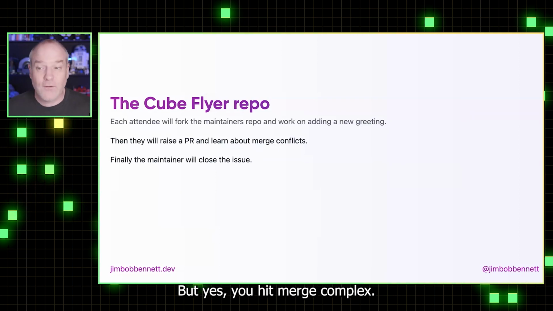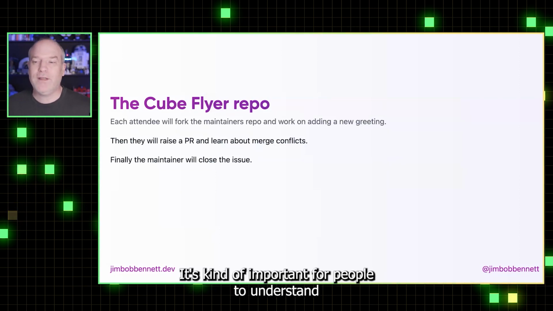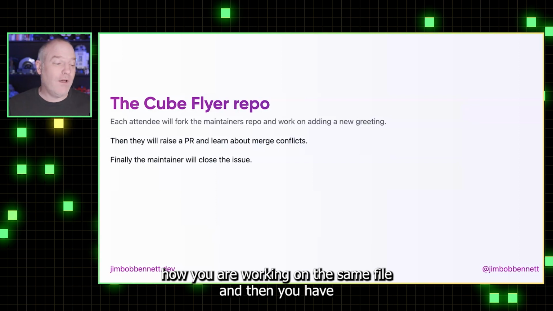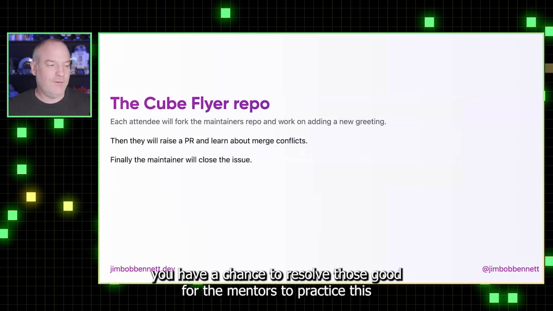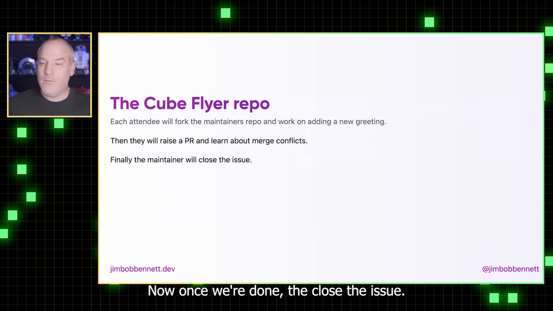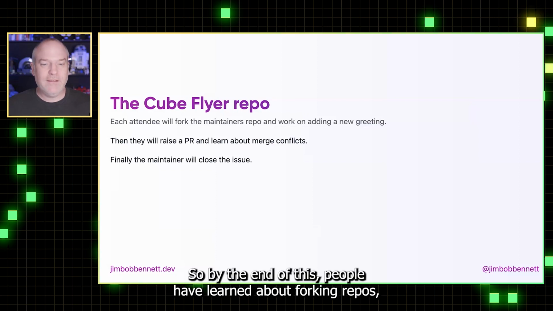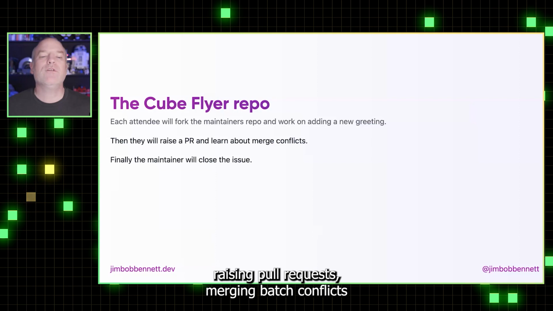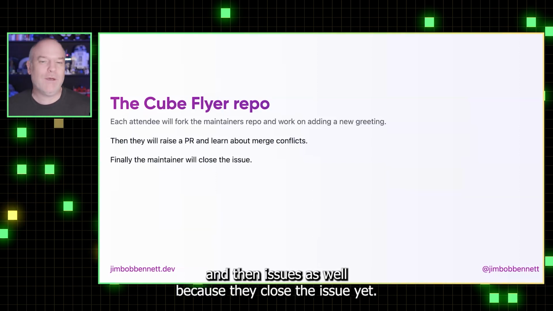But yes, you hit merge conflicts. This is important for people to understand how you are working on the same file, and then you have a chance to resolve those. It's good for the mentors to practice this to make sure they know how to do it. Then once we're all done, they close the issue. So by the end of this, people have learned about forking repos, raising pull requests, merge conflicts, and then issues as well, because they closed the issue.